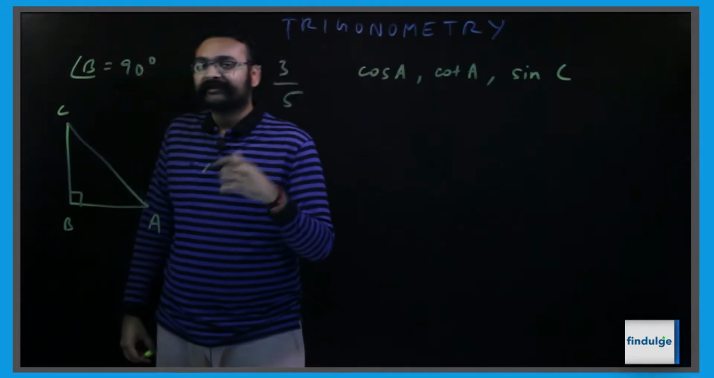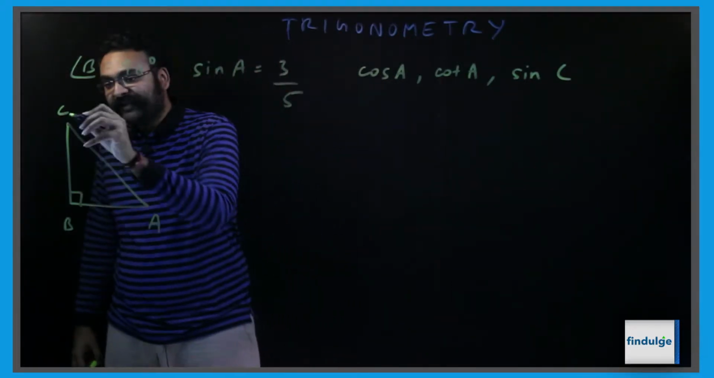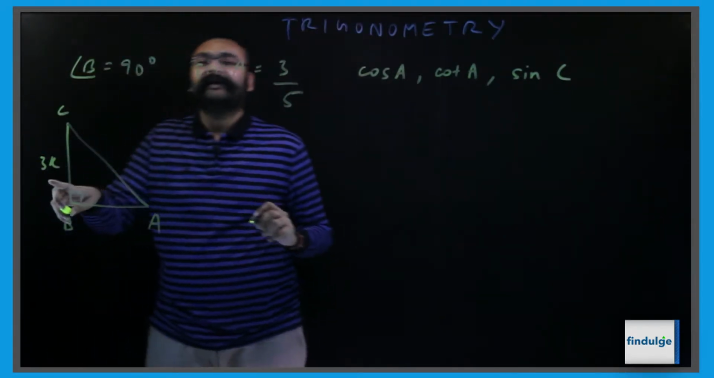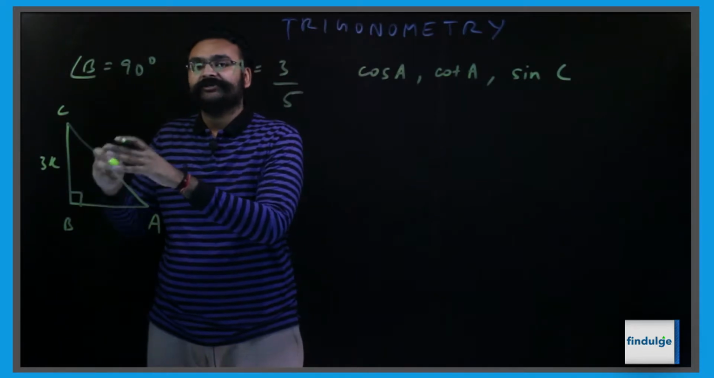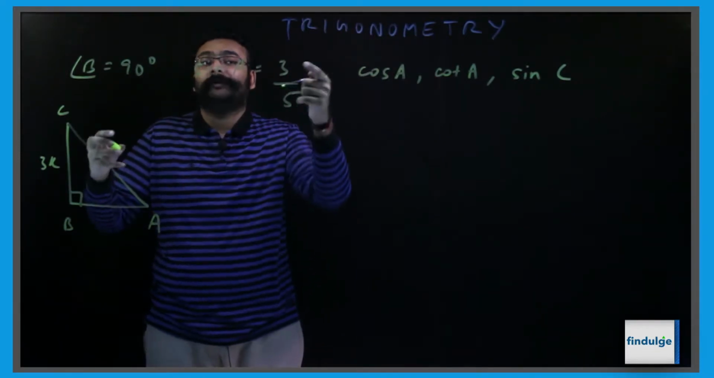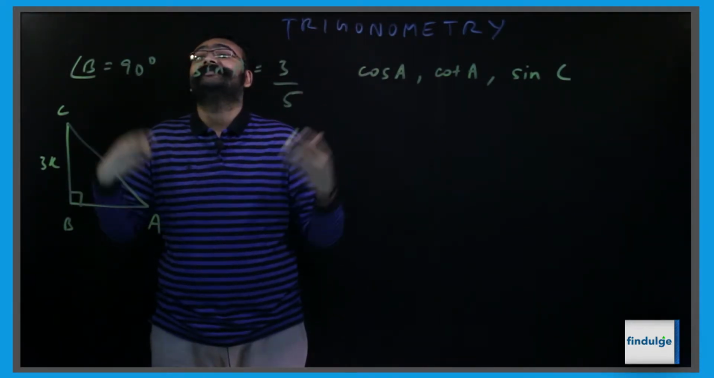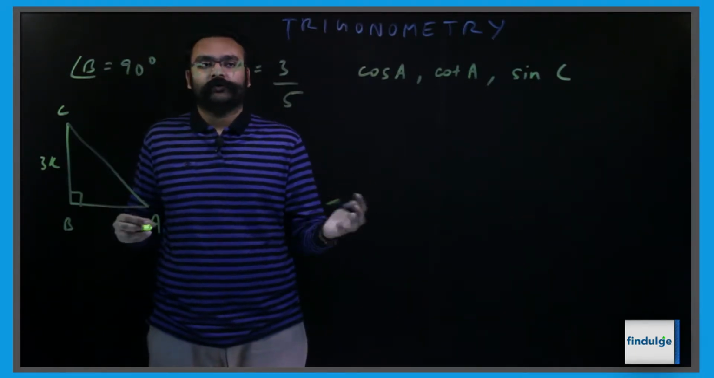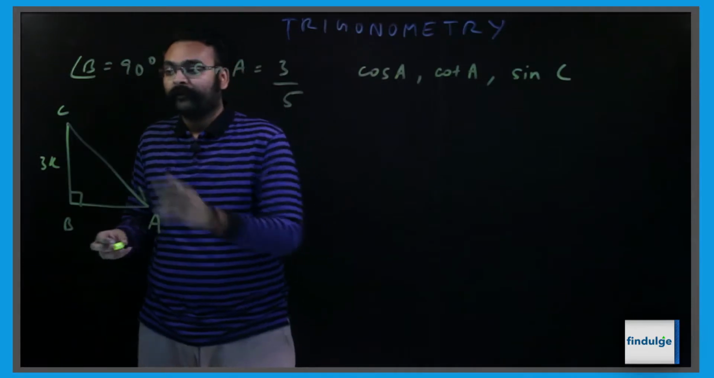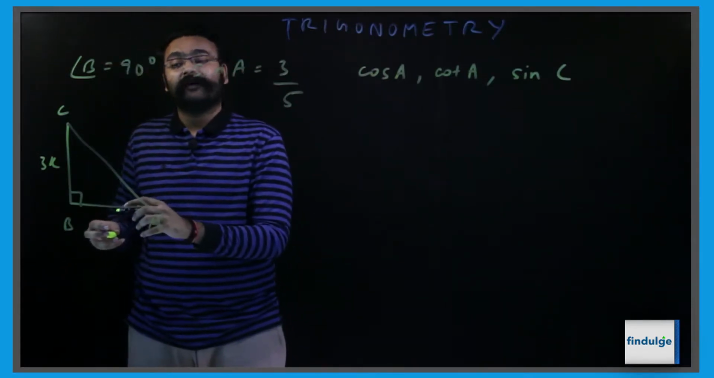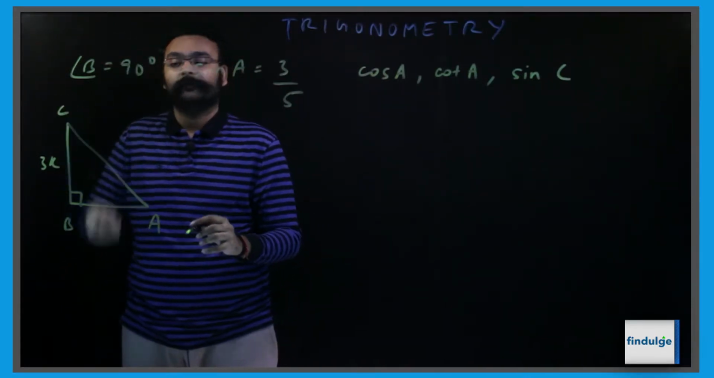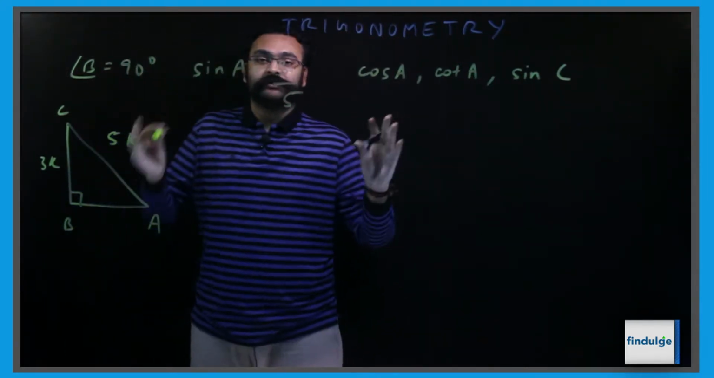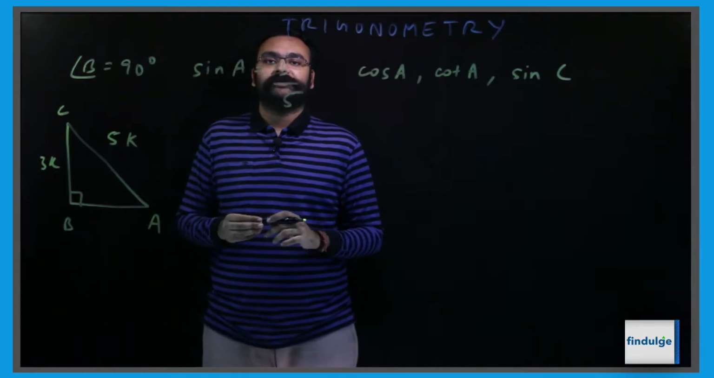So let's assume that BC is equal to 3K. K is there because it doesn't have to be 3 and 5. It can also be 6 and 10 or 9 and 15 and so on and so forth, because this is a division. If BC is 3K, AC will be 5K. So this is all the information currently available to us.